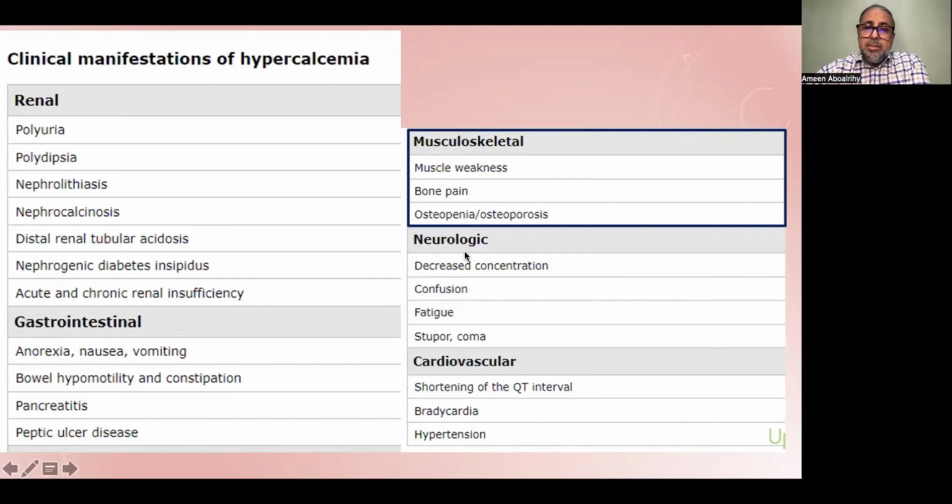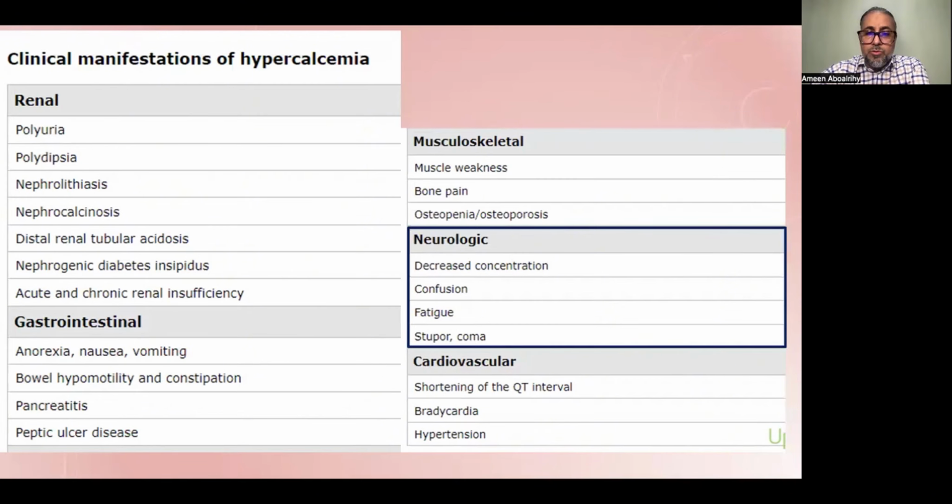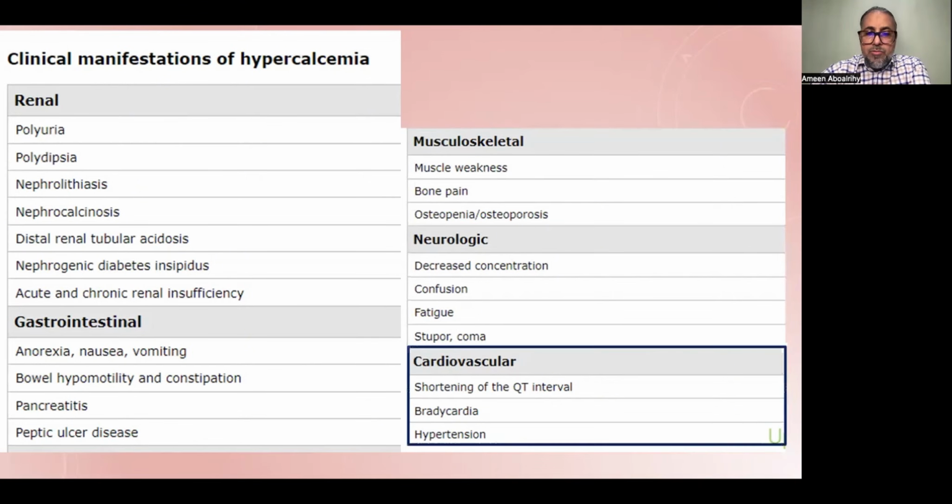The musculoskeletal manifestations of hypercalcemia are muscle weakness and bone pain. As well, neurologic, you have some sort of confusion, and cardiovascular, of course, shortened QT interval is very well known.